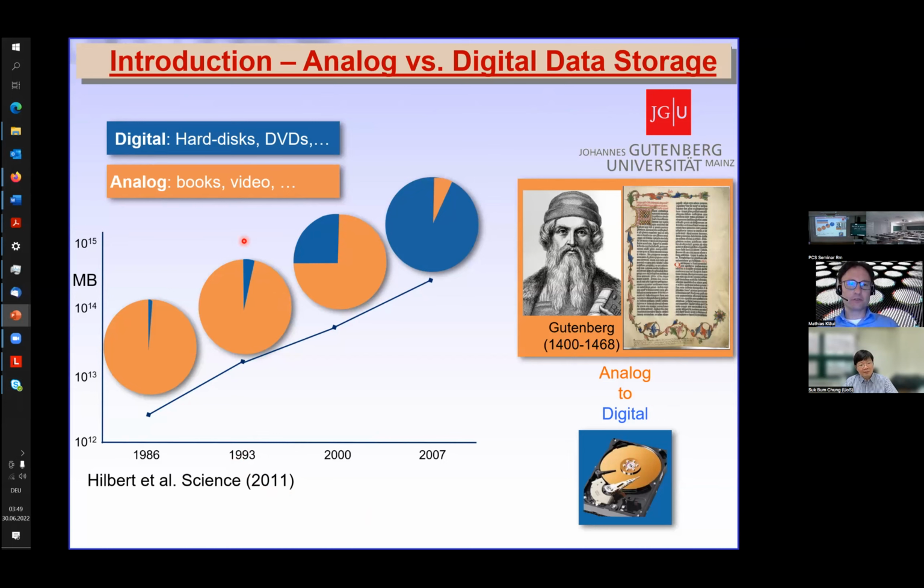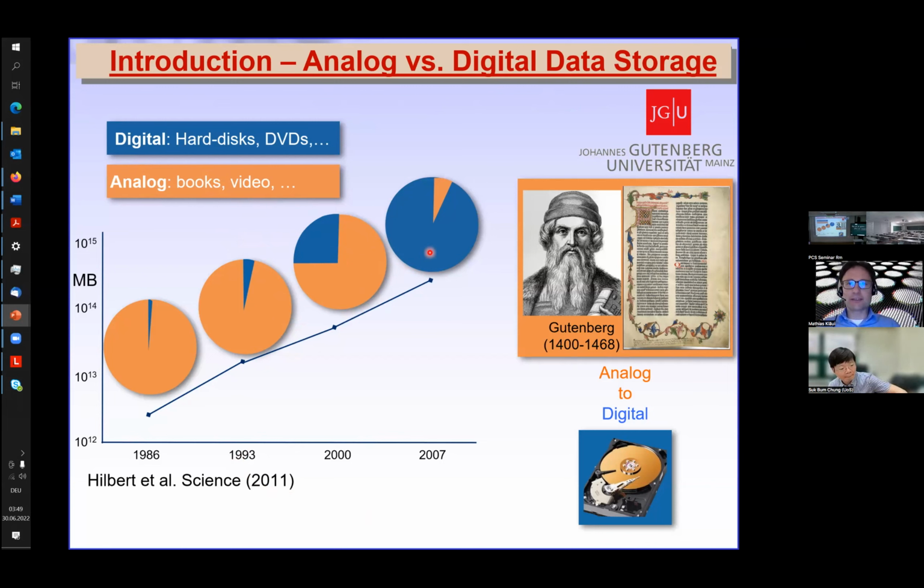the vast majority of all data has been in analog storage. Books, video, microfiche, and so on. And between 2000, where 75% of data was stored analog, and 2007, where 90% of data was stored digital, something happened. And the question is, why suddenly everyone switched from analog to digital?